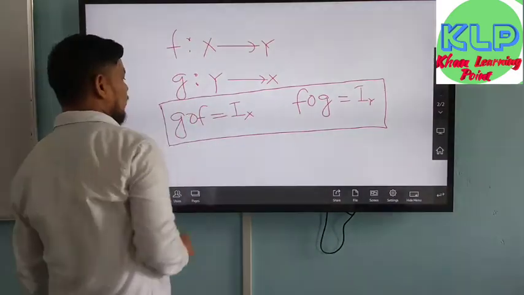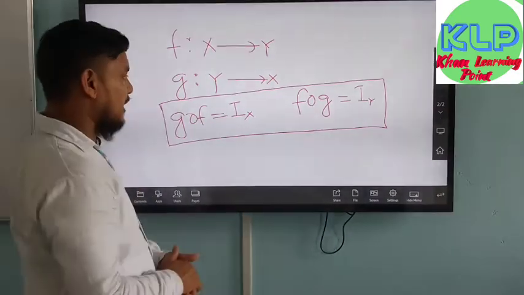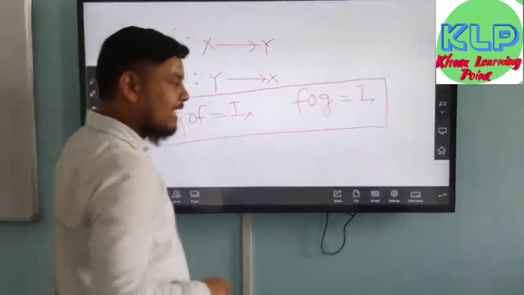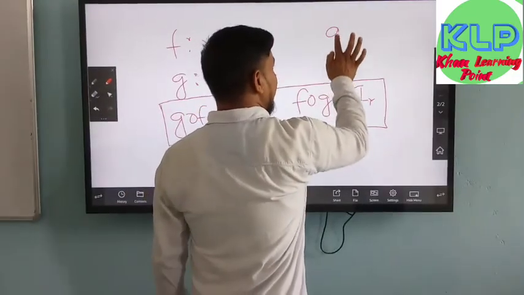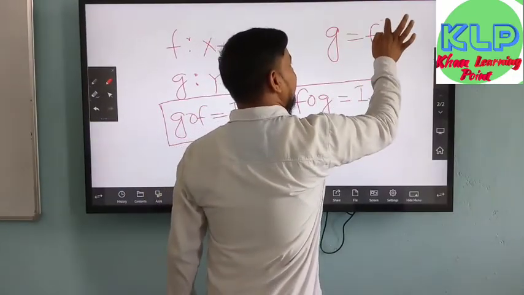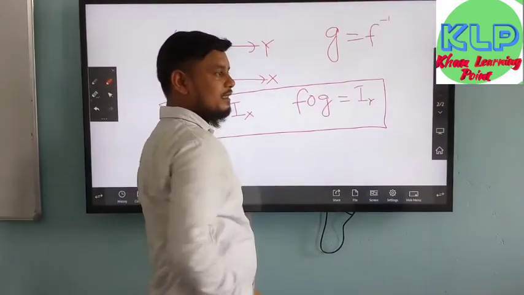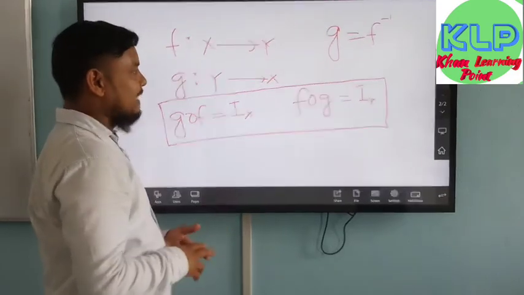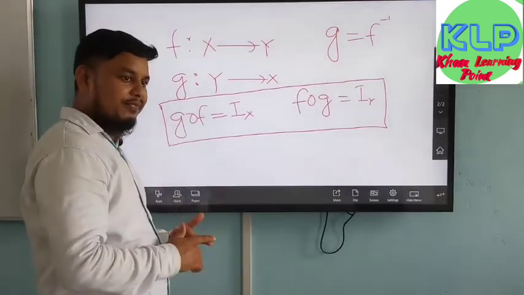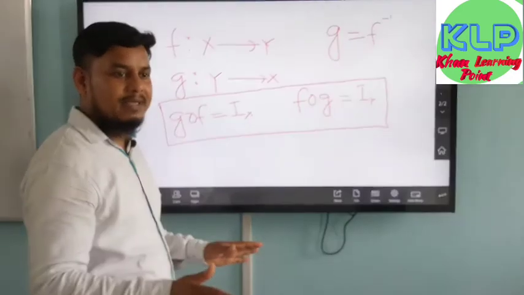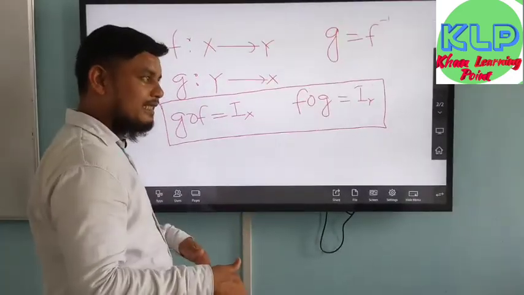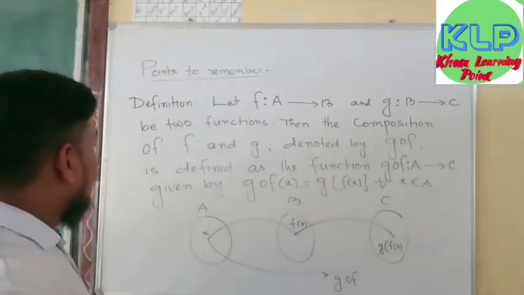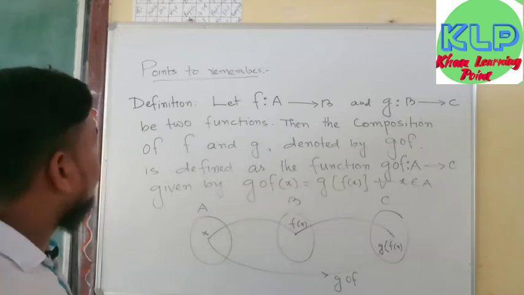That is, if we can show gof is equal to I_X and fog is equal to I_Y, then the function f is invertible, and the inverse of f is g, which is denoted by g is equal to f to the power minus 1. That is the inverse, f inverse. Thus, we can say that a function f is invertible if it is a bijective function, and conversely, if f is bijective, then the function f is invertible. Okay, very important point, you must write down in your notebooks.